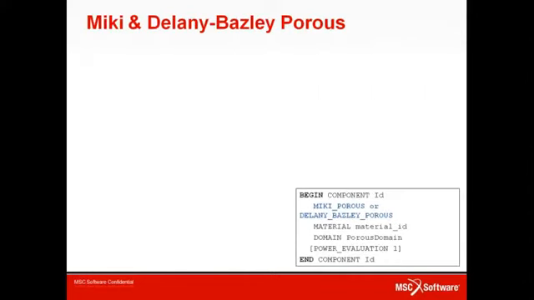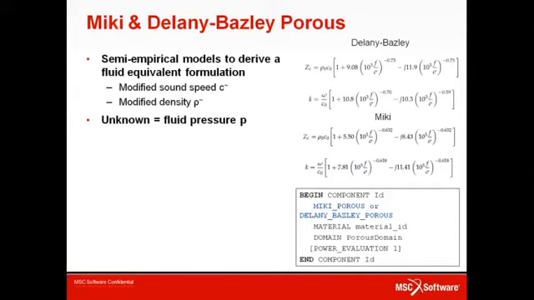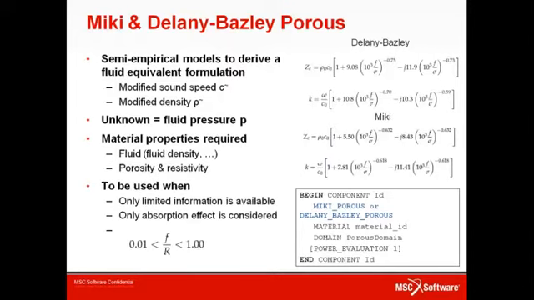2 other models are available in Actran, and those models are the semi-empirical models of Delany-Bazley and Miki. Those models are fluid equivalent ones, in the sense that they are based on an equivalent complex sound speed and equivalent complex density that are frequency dependent. For those models, the unknown per node is also the fluid pressure. These two models are popular because they only need a very limited number of material properties to be known. Typically, only the fluid parameters plus the porosity and the flow resistivity are required.